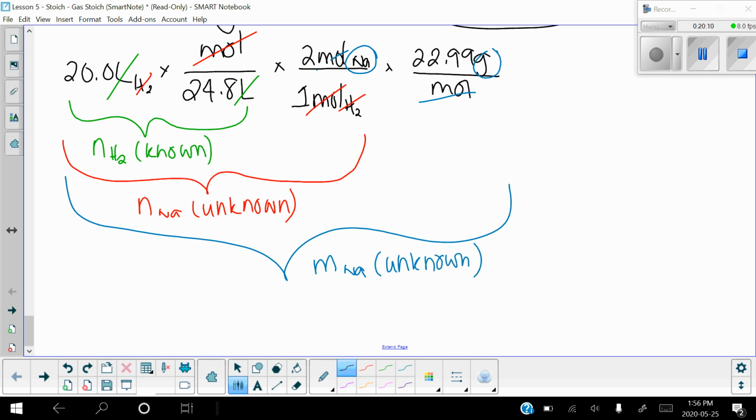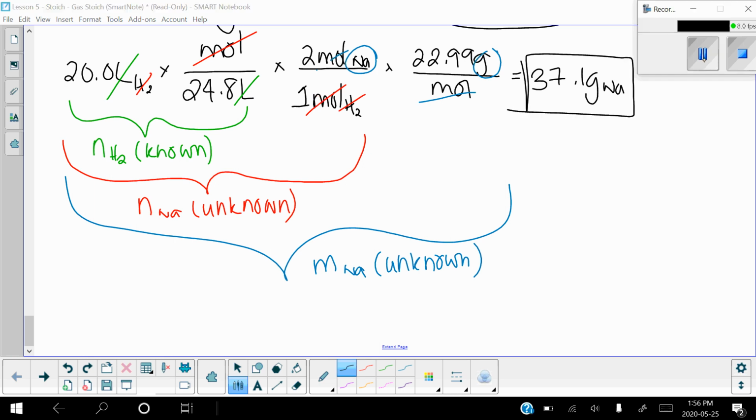Okay, plug that in, and we are going to round it to 3 significant digits. It's going to give me 37.1 grams of sodium. There is my final answer. In order to produce 20 liters of hydrogen gas, I would need to use 37.1 grams of sodium.